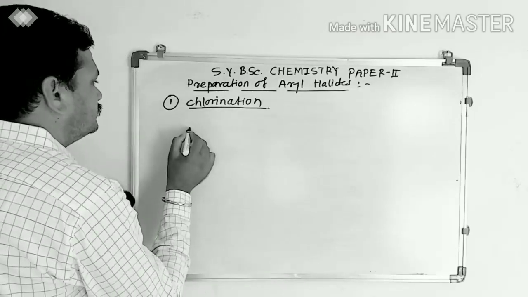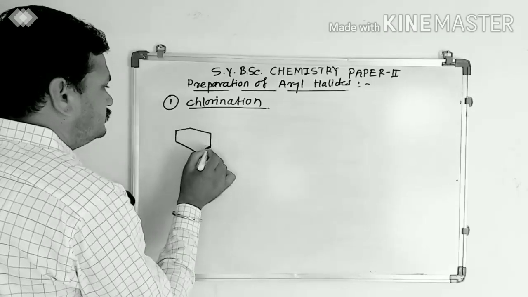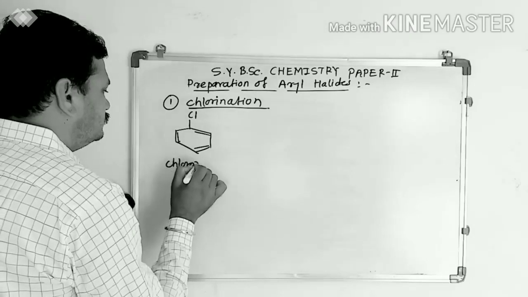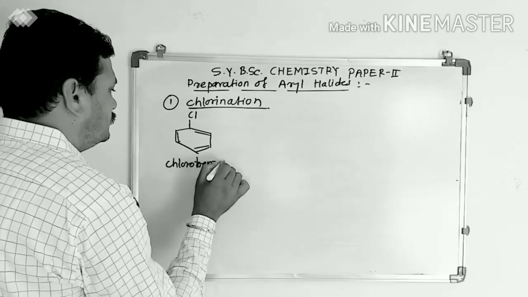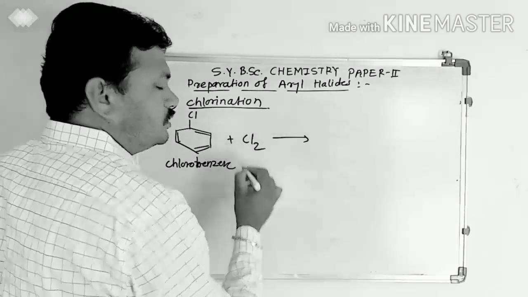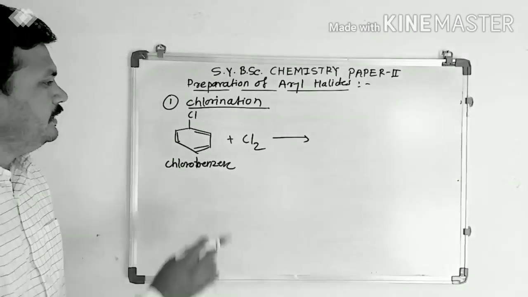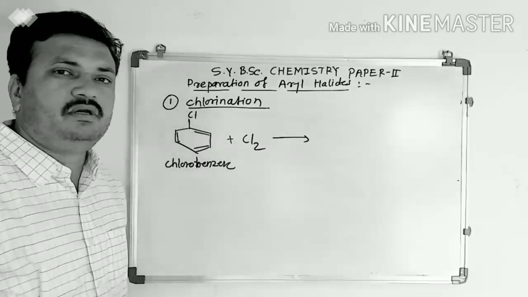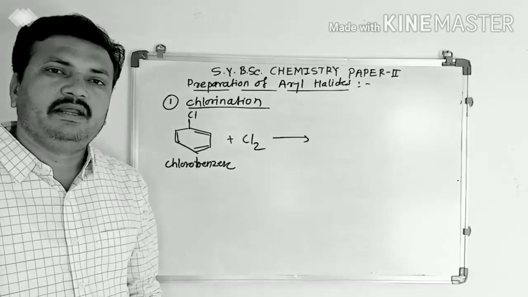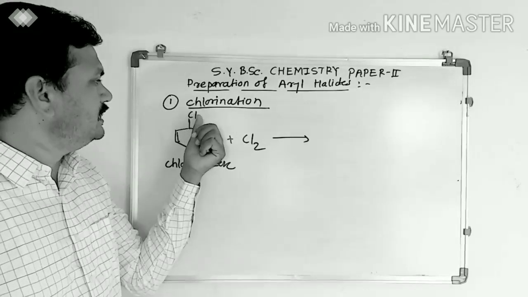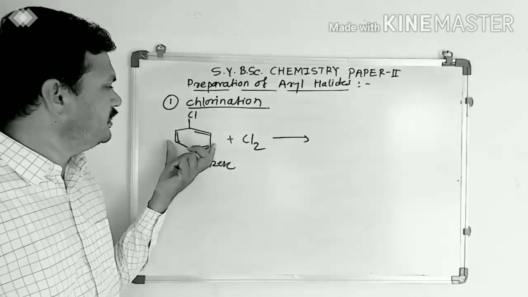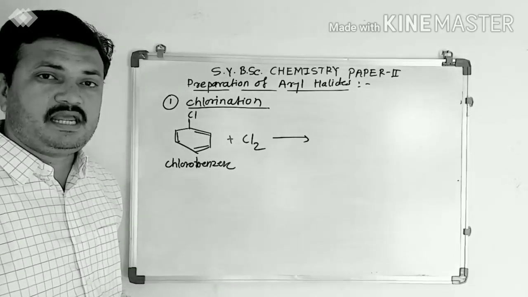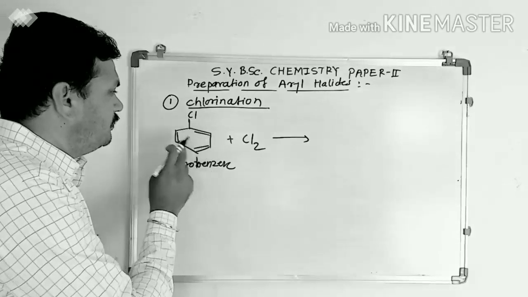When these aryl halides, chlorobenzene, is treated with chlorine, then it undergoes chlorination reaction. We know that this chlorine atom is electron rich. It shows electron donating resonance effect. Because of its electron donating resonance effect, this aromatic ring is electron rich. Therefore, it undergoes electrophilic substitution reaction at ortho or para position.